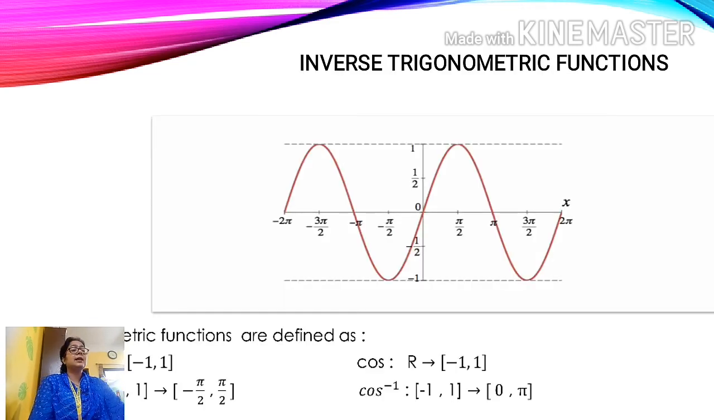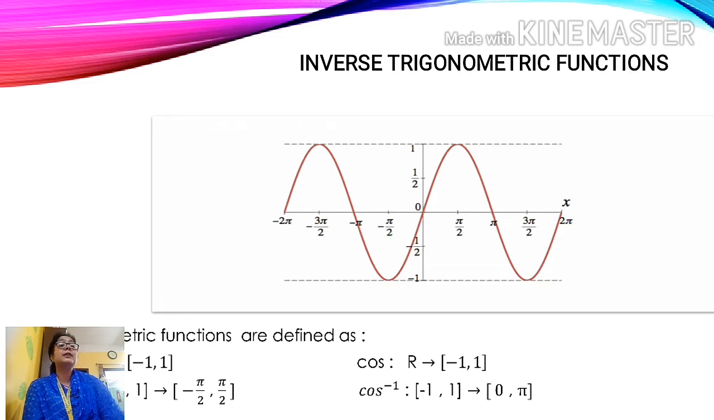Now we will discuss inverse trigonometric functions. Generally, trigonometric functions are not 1-1 and onto, so the inverse does not exist. But we can restrict their domains so that they become 1-1 and onto functions. So let us see now.